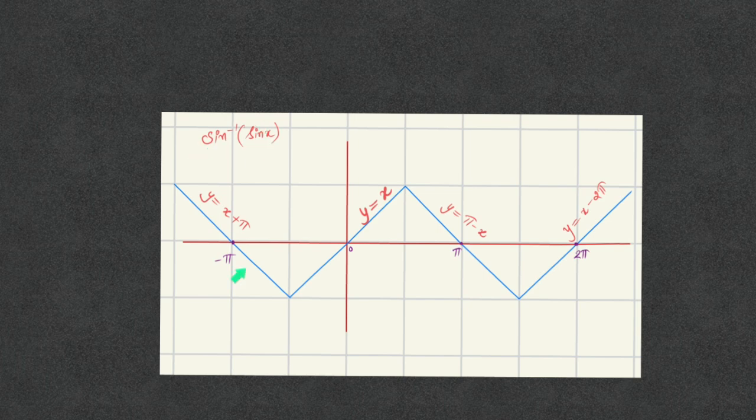kind of a wave but in a straight manner. This function is also periodic and repeats itself after a time period of 2π. So both sin x and sin inverse of sin x are periodic functions with a time period of 2π.